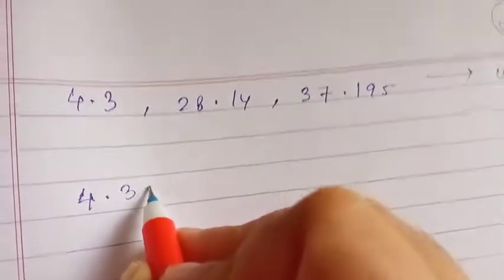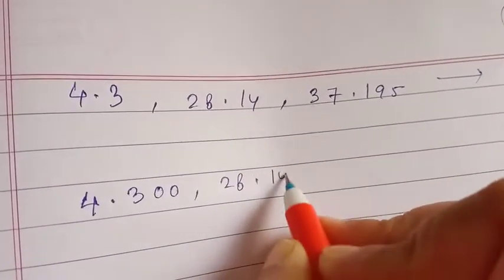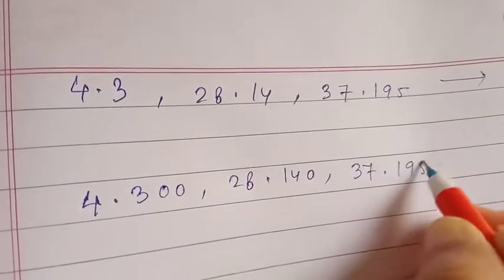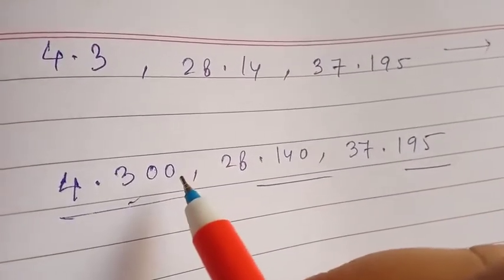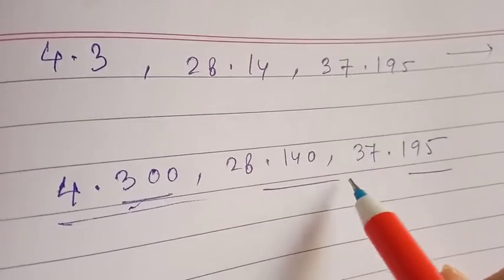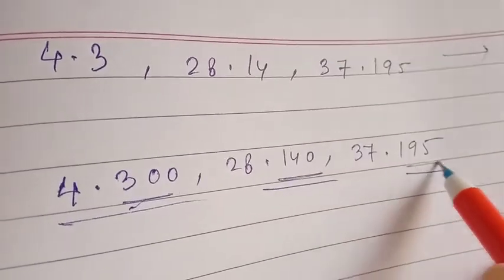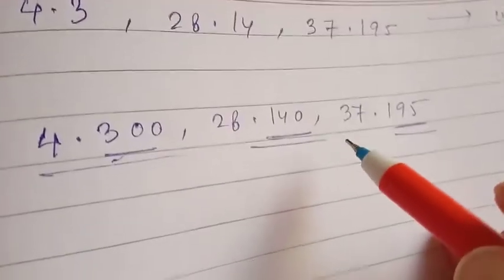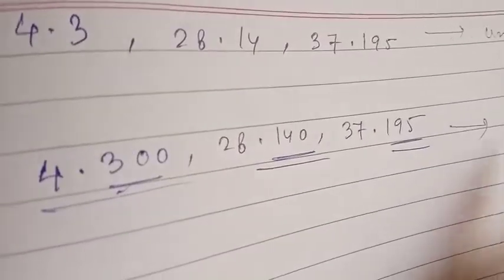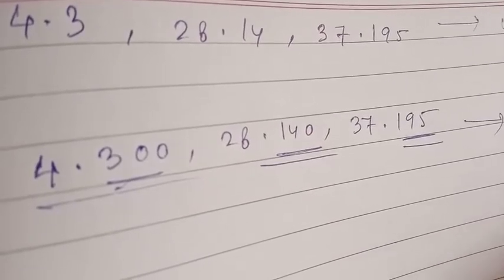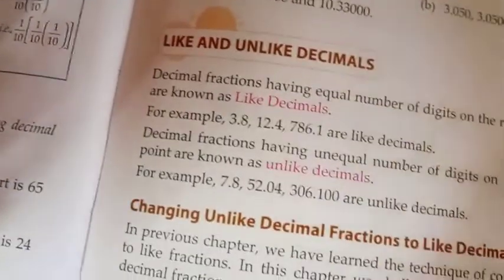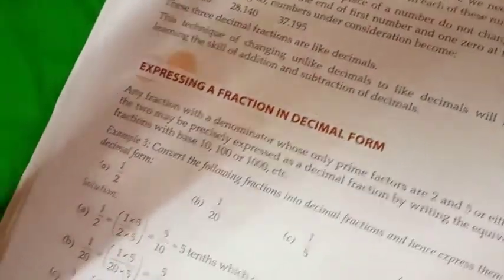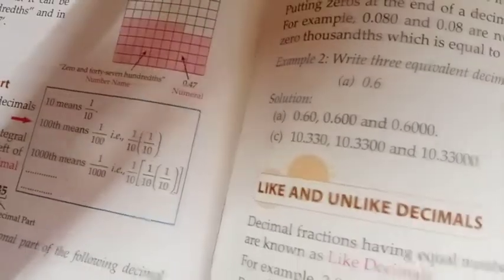So 4.300, 28.140 and 37.195. Now you check that all these three decimal fractions have an equal number of digits: here three, here three, here three. So they have an equal number of digits on the right side of the decimal point. So it is an example of like decimal fractions. Okay, hope you understood how to convert unlike decimal fractions to like decimal fractions, and how to identify like and unlike decimals.